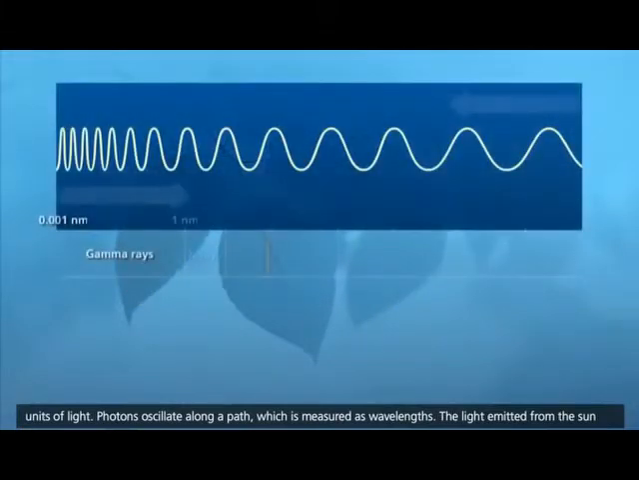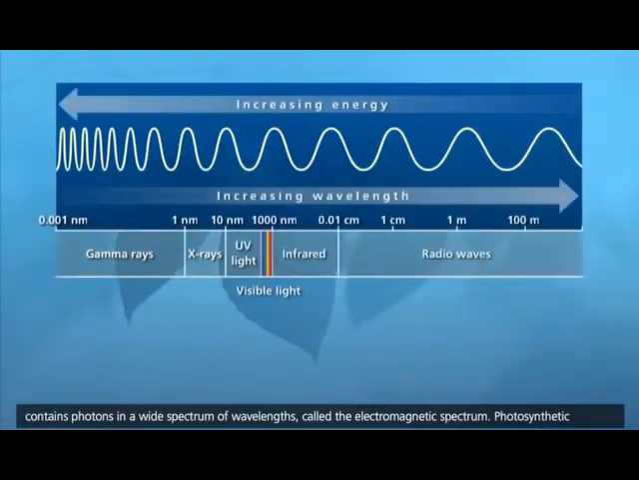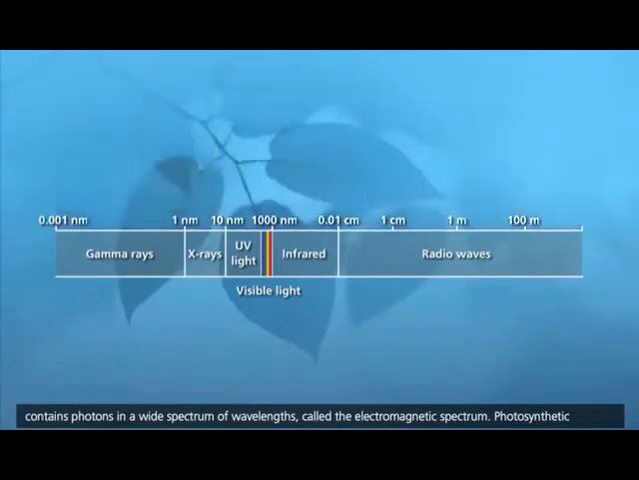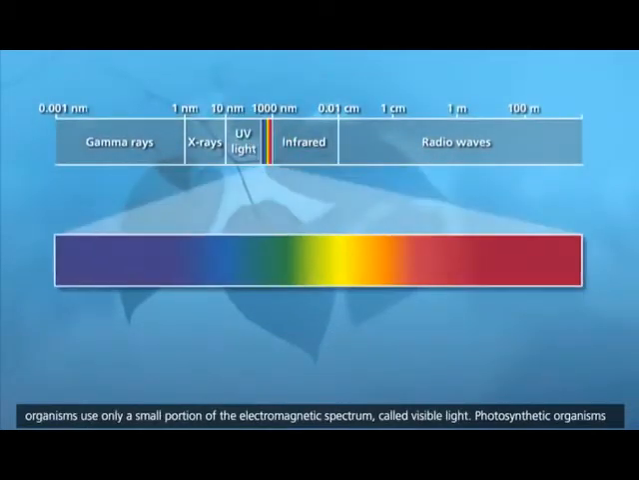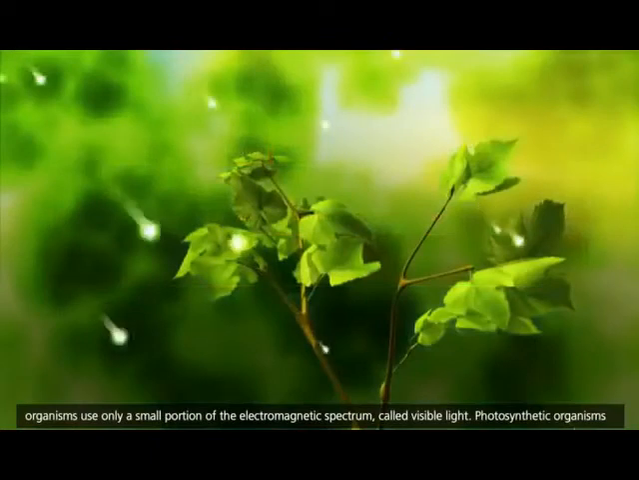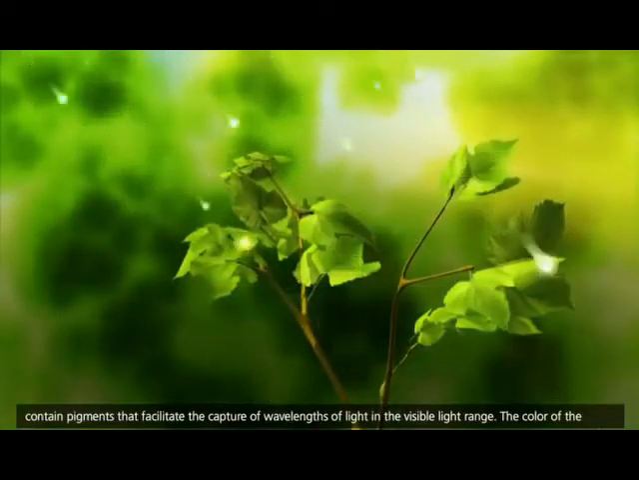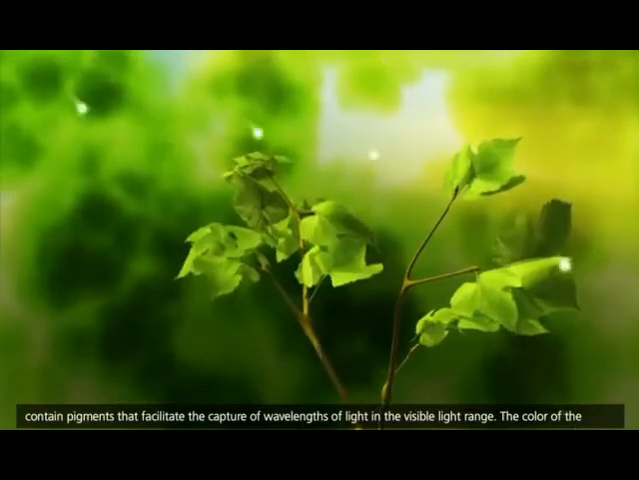The light emitted from the sun contains photons in a wide spectrum of wavelengths, called the electromagnetic spectrum. Photosynthetic organisms use only a small portion of the electromagnetic spectrum, called visible light. Photosynthetic organisms contain pigments that facilitate the capture of wavelengths of light in the visible light range.